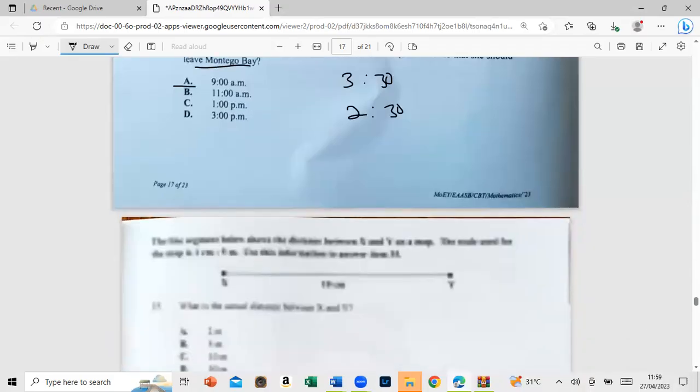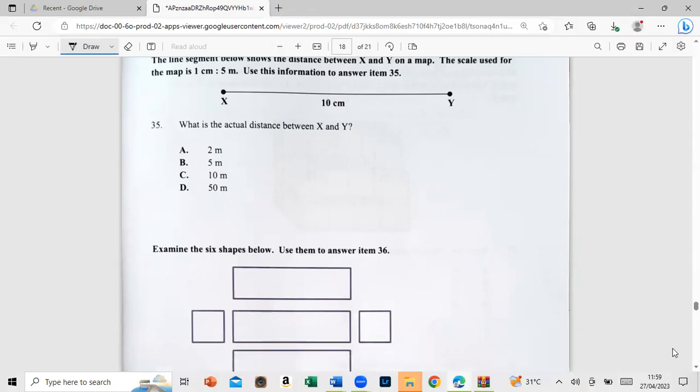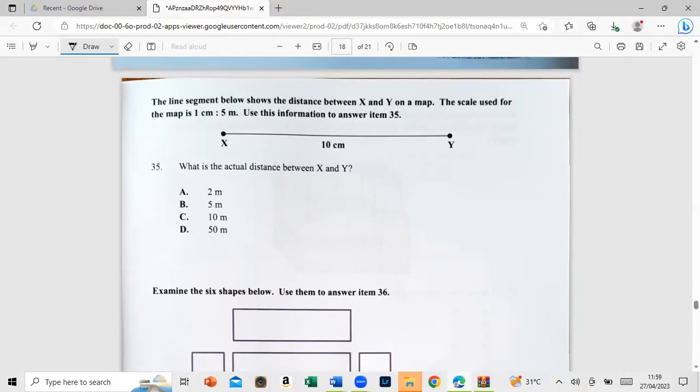Alright, let's move on. The line segment below shows the distance x and y on a map. The scale used by the map is 1 centimeter to 5 meters. Use this information to answer item 35. So the scale, 1 centimeter represents 5 meters. That means 10 centimeters you multiply by 5 to give you 50 meters. That's the total. What is the actual distance? Okay, it actually finished, you know. I thought they would have asked a question, but yeah, that's fine.